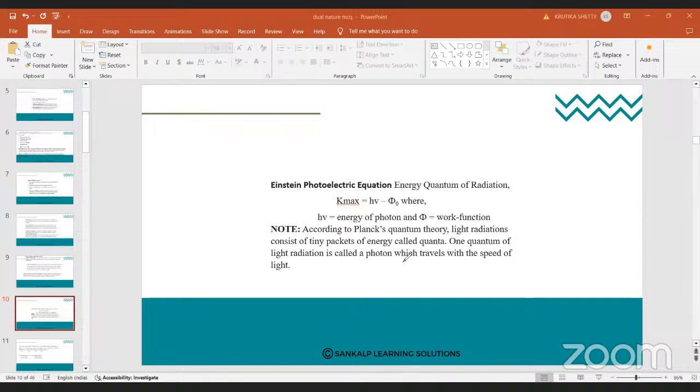So here that only it is written, you can see the energy of the quantum of radiation, kinetic max is equal to h nu minus phi naught. So phi naught, we can denote it as W. Don't get confused with phi naught. This is nothing but again the work function itself.